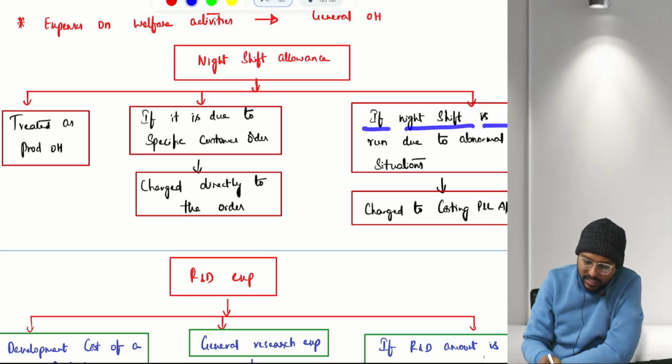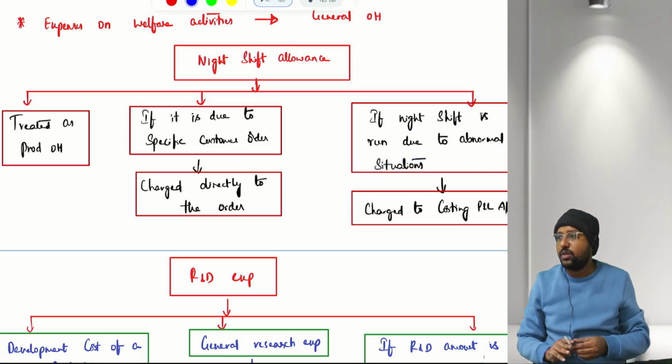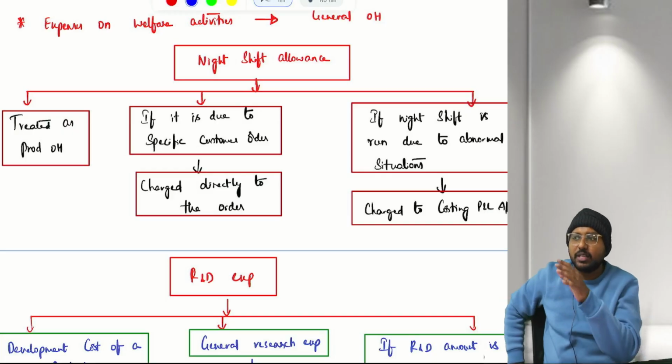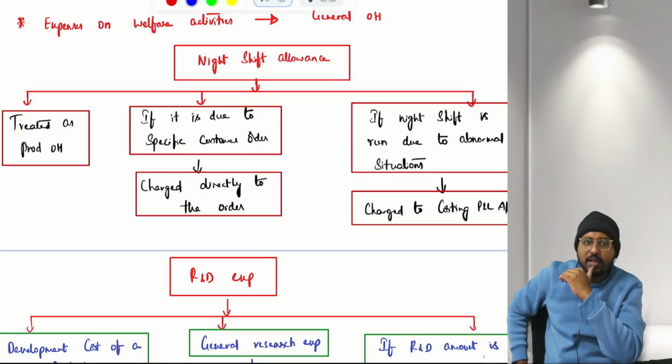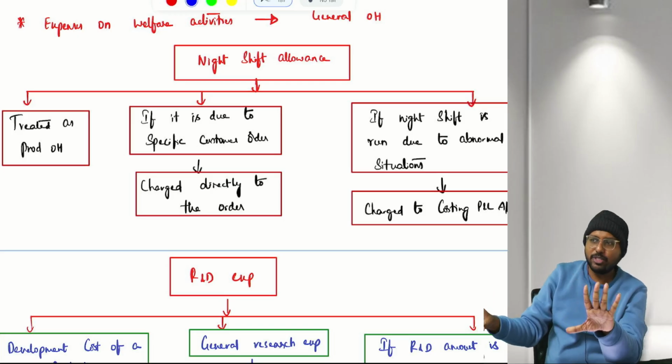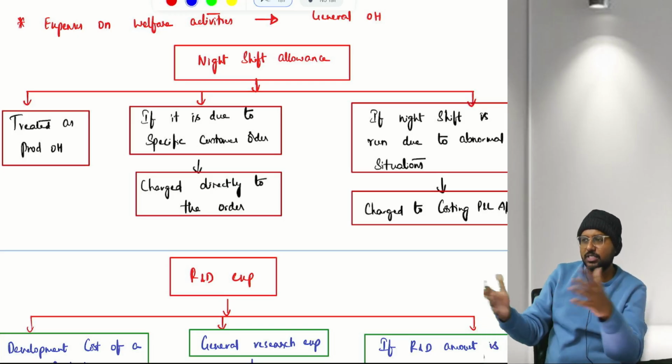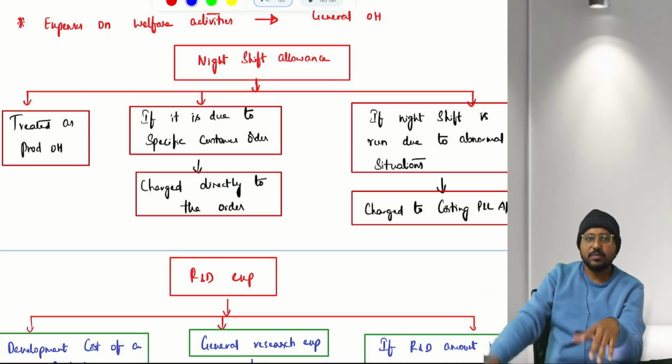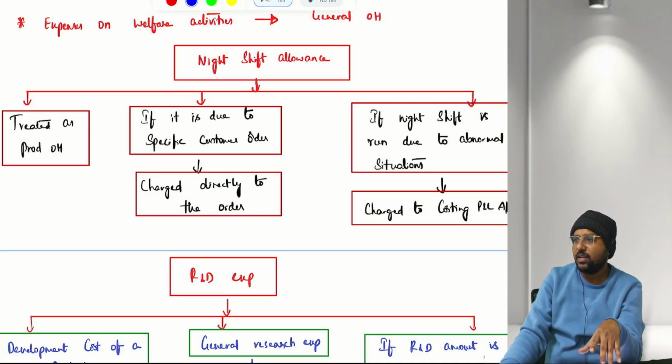If the night shift is run due to abnormal situations, then it will be charged to the customer, exactly. Say for example, take the abnormal example, our Hasita example. Hasita has come, recruited by the company. She looked at the aesthetic appeal of the machines. She did not like it, so she changed the painting. She changed the machines. You got the point?